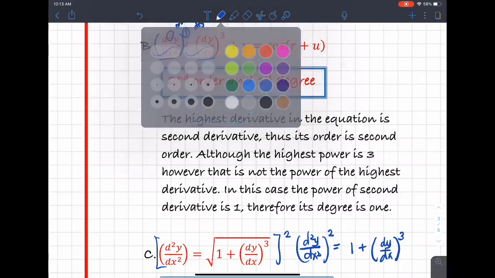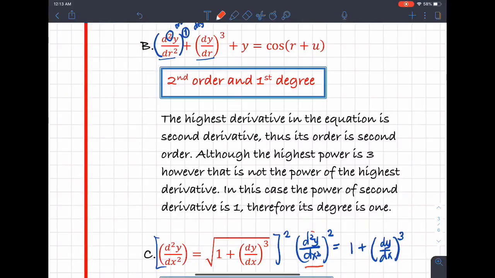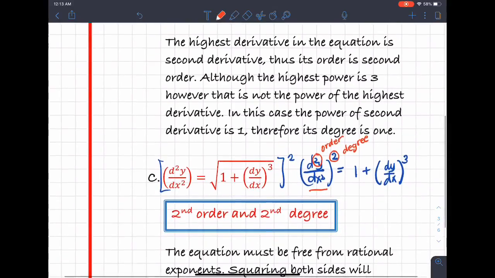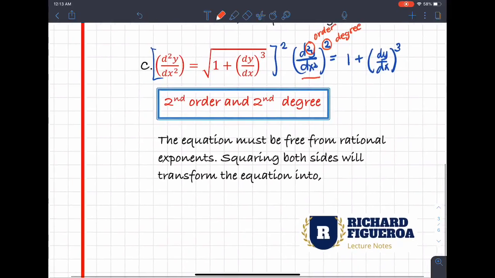And from there, we can see that the highest derivative is the second derivative. So therefore, the order would be second order. Then we look at the exponent of the highest derivative, which is 2. So therefore, the degree would be 2. And thus, the equation is a second order and second degree differential equation. So that's it on determining the order and the degree of a differential equation.